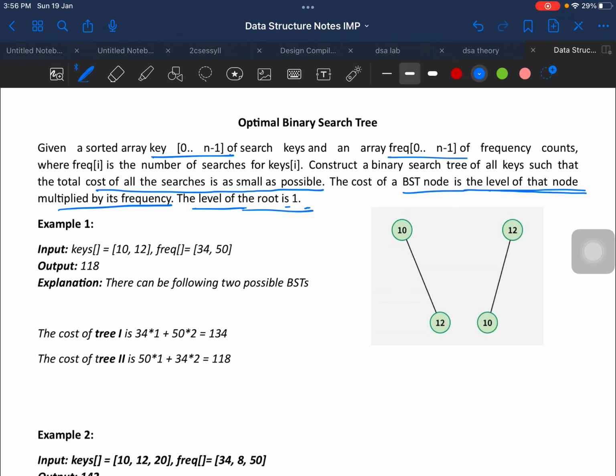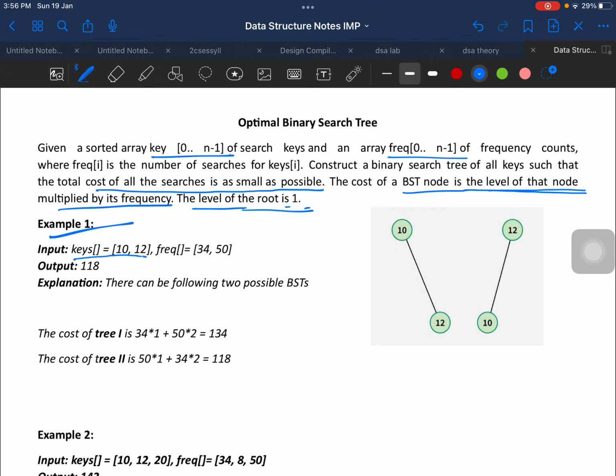So see here guys, example number 1. In this example number 1, the key array is given as 10 and 12, meaning two elements are there. Whenever we draw any BST, the sequence is important. But whenever we get a question where they ask you to draw the OBST, in that case the sequence is not important. You can draw the tree from whatever sequence is given to you, and you can change that sequence also.